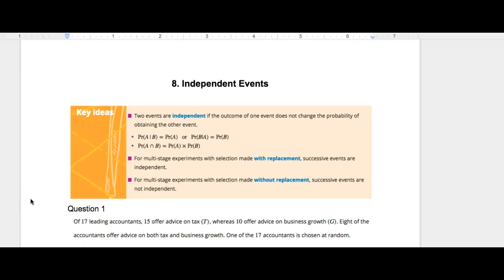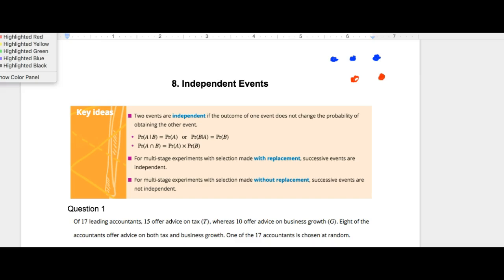Okay, in this video we're going to cover independent events. Independent events basically mean that one event is not influenced by another. A good example of this would be a bag of counters. So let's draw our bag of counters. Maybe we'll have some blue. So let's do 3 blue and 2 red.